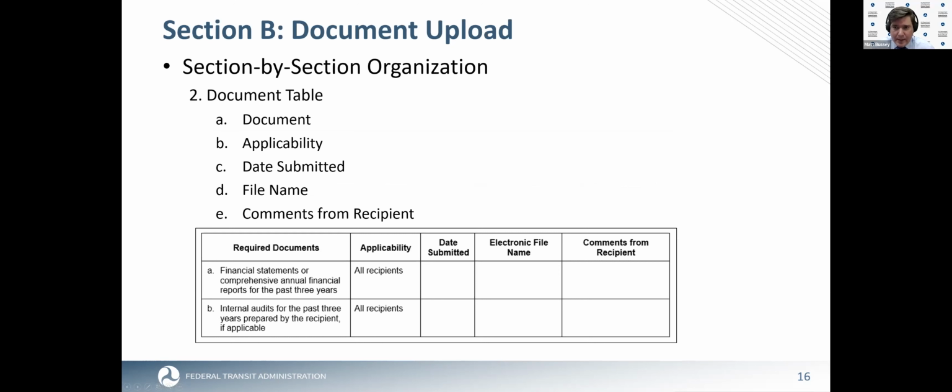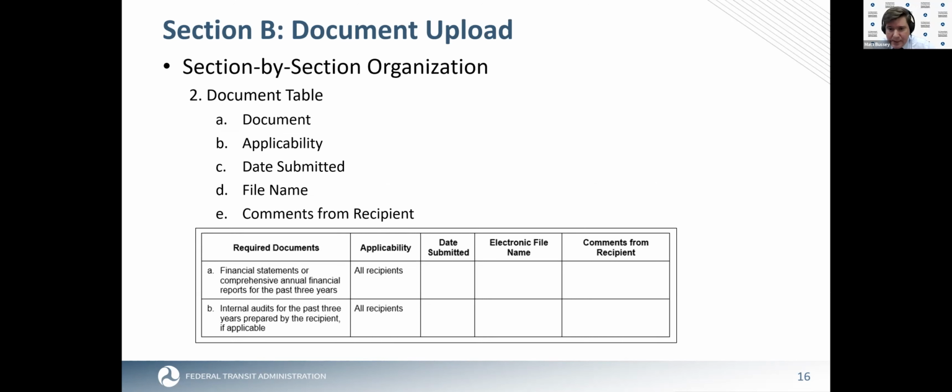Then the next thing in the document upload section is the document table, where it asks for a couple different things. First of all, it states the required document. So here in our example, financial statements or CAFRs. Then it states the applicability. Obviously certain things aren't going to apply to everyone. If the required document is Sub-Recipient Oversight Procedures, for example, and you had no sub-recipients, then that's not going to be applicable to you. So the applicability section delineates that.